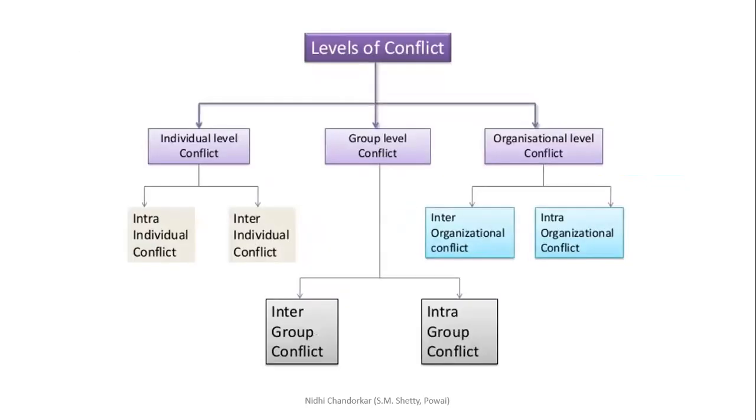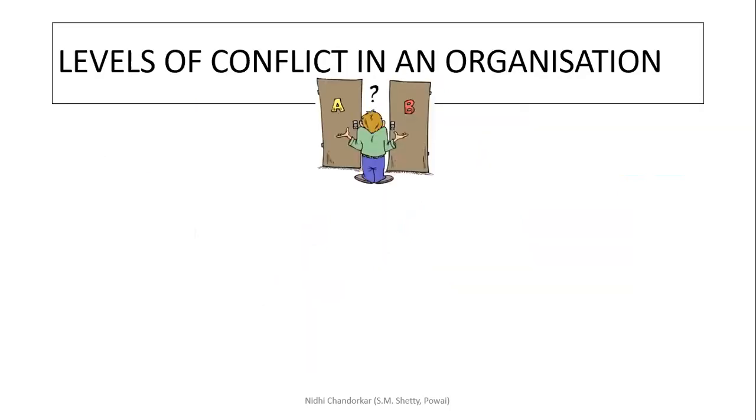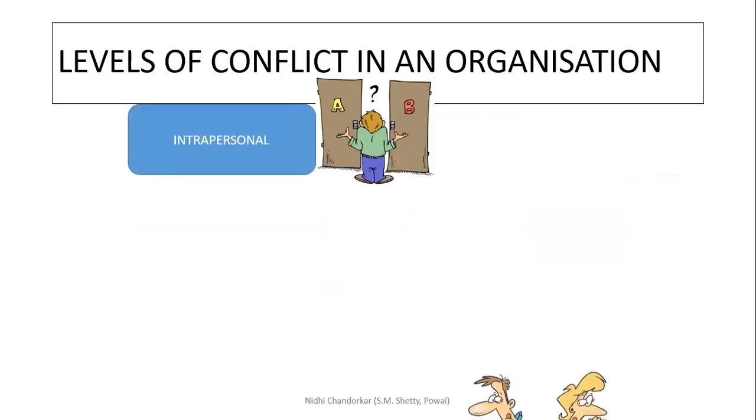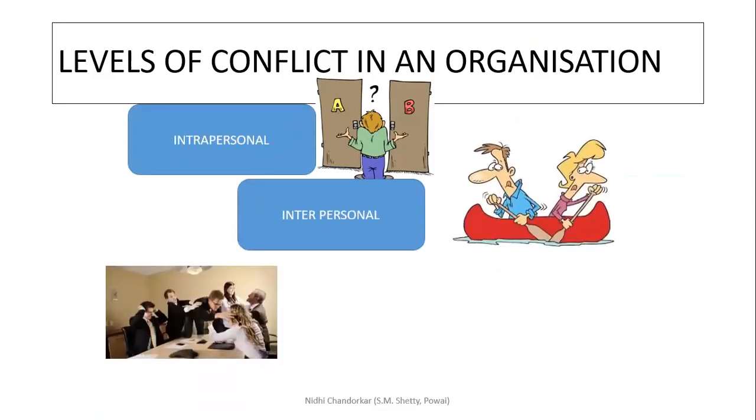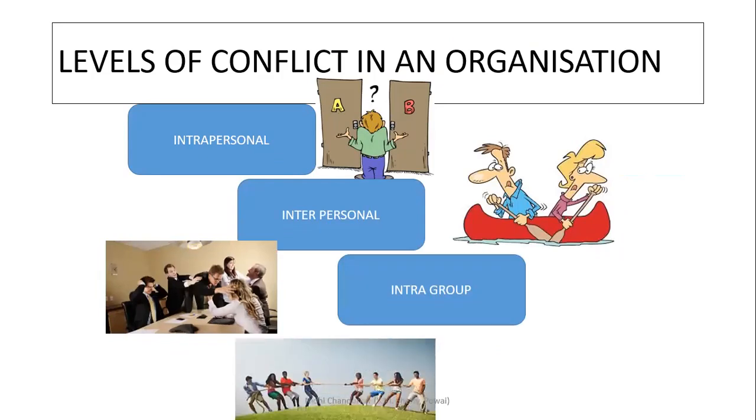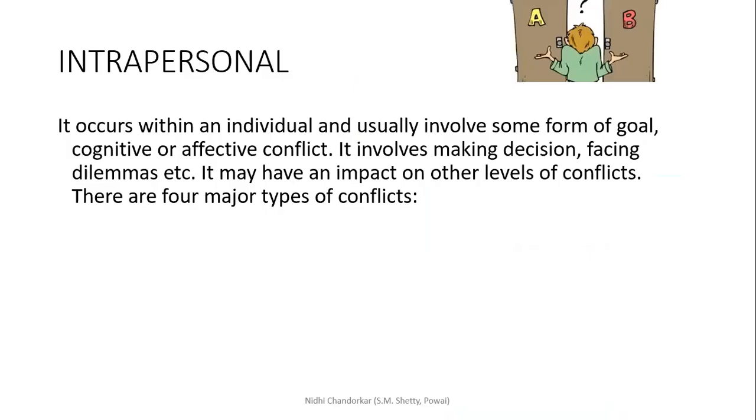There are different levels of conflicts. Individual level conflict can be of two types, intra-individual level and inter-individual level conflict. Group level conflict can be of intragroup and intergroup conflict. Organizational conflict can be of intra-organizational and inter-organizational level conflict. Hence, there are various different levels of conflict. It can be intrapersonal, interpersonal, intragroup, intergroup.